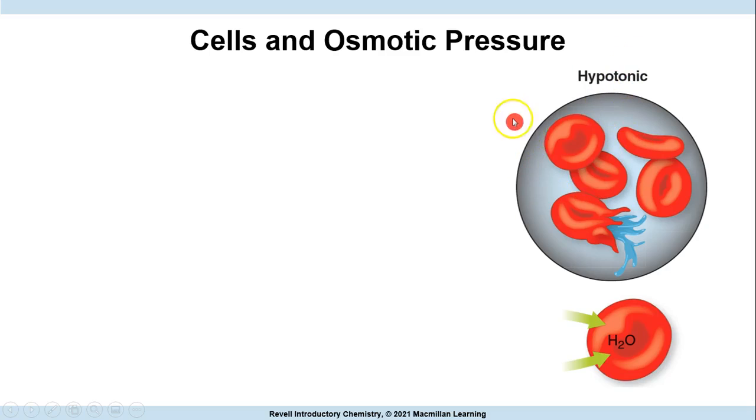So if you put red blood cells into a hypotonic solution, it means water is going to move from the solution into the red blood cells. Because water is moving into the red blood cells, they are going to absorb, they are going to swell, and they can burst. So there is the net movement of water into the cells.